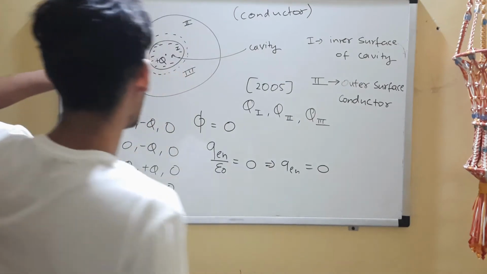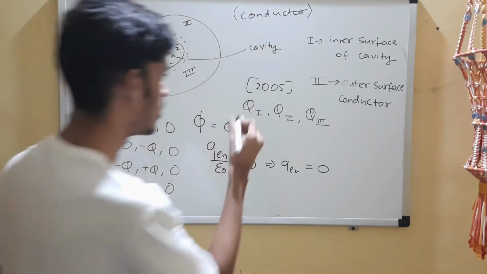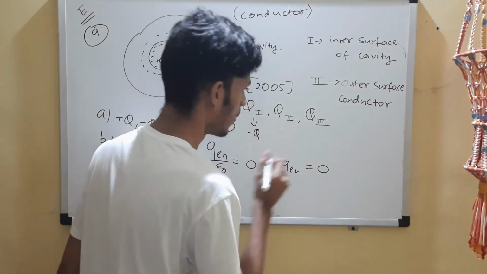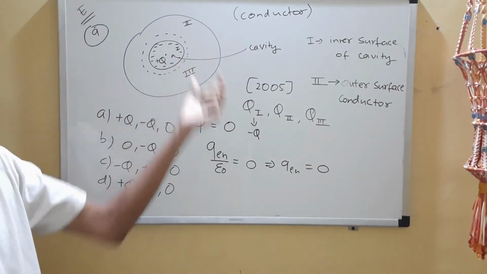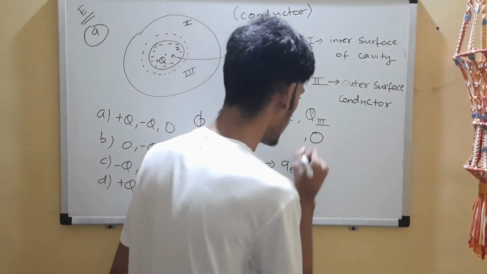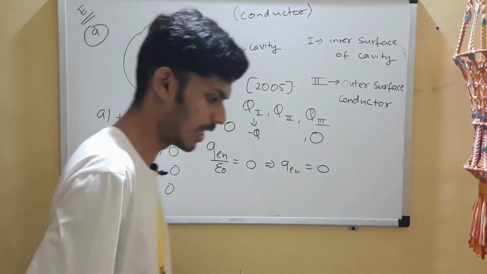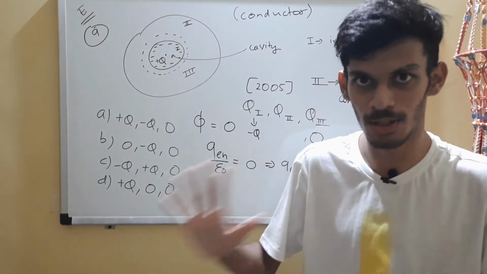So you can see that the charge on the inner surface here should be minus q. Of course, now the charge between them will be 0, right? There should be no charge here in the material, because electric field inside the material is 0, right?